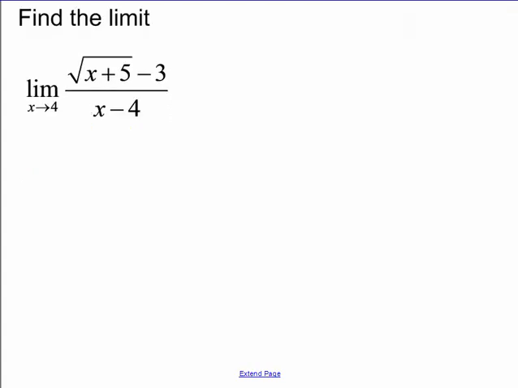Now finding this limit. Again, when you plug in 4, you get 0 in the denominator, and you also get 0 in the numerator. So a lot of times if you get 0 over 0, you can manipulate in some way. In this case, a lot of times when you have a square root function, you multiply by the conjugate of that square root. So leaving the square root piece the same, but plus 3.